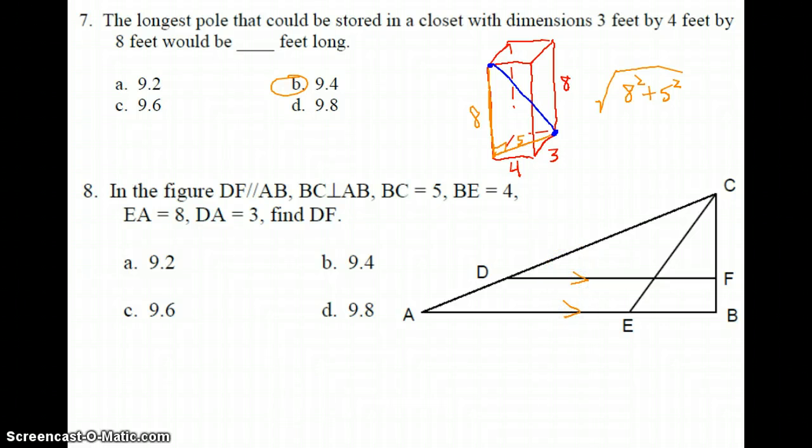Okay, that should warn you a little bit there. We have similar triangles now going on here. I know this is a right angle. BC, the whole thing is 5. This part's 4 and this part's 8. Alright, so this whole thing is 12.